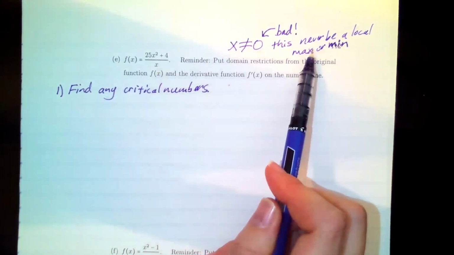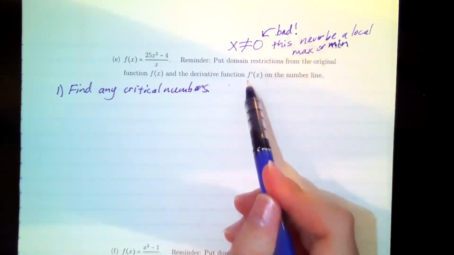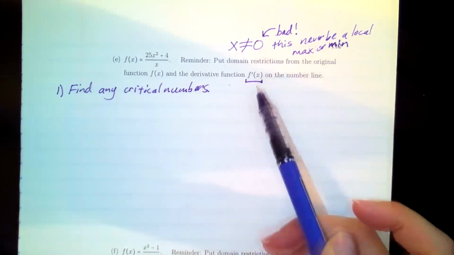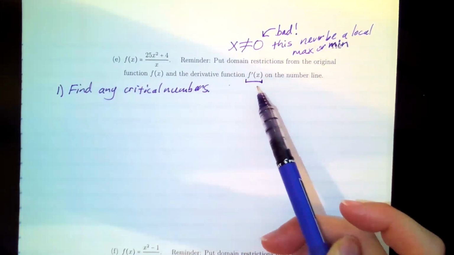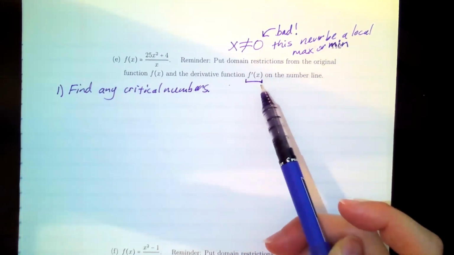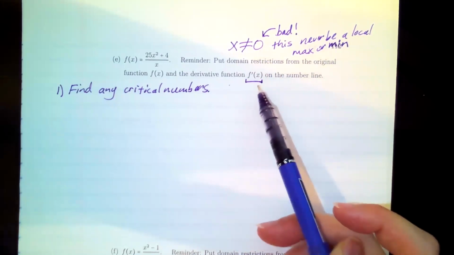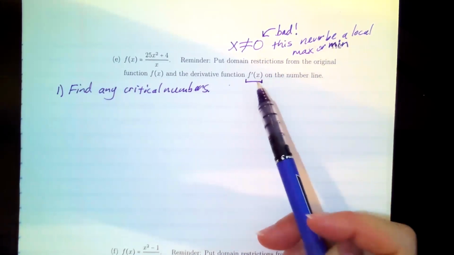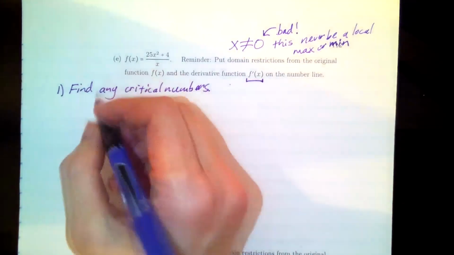But if I took the derivative and my derivative had a new domain restriction that wasn't 0, now that one would be a critical number. And that one could be a max or a min. I know it's weird, but it's a thing. Any new domain restrictions of f prime would be a critical number. So let's see what happens. Let's just see what happens.